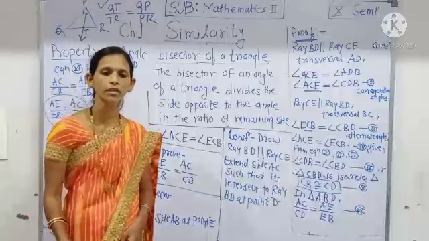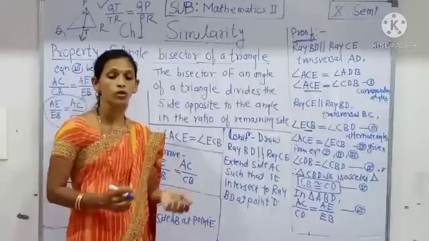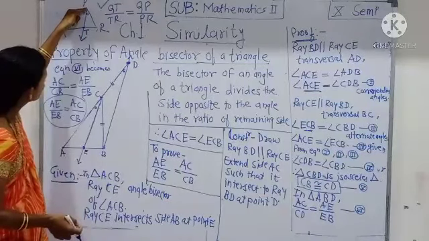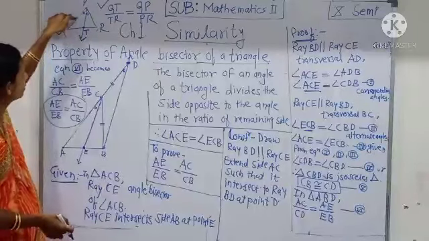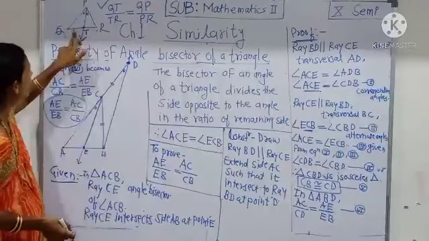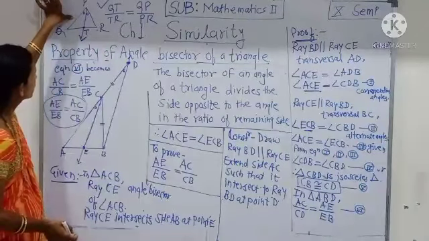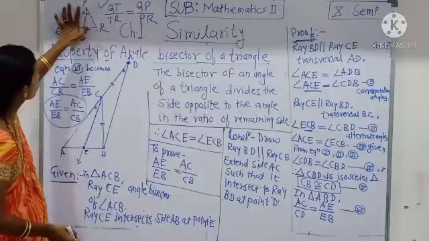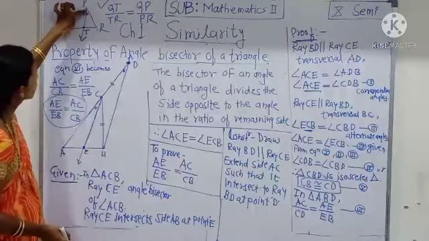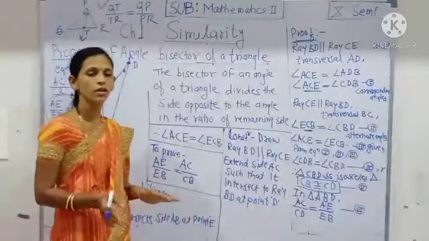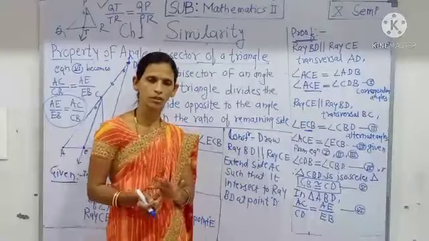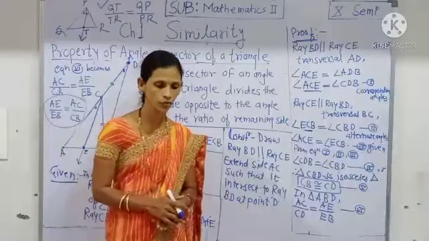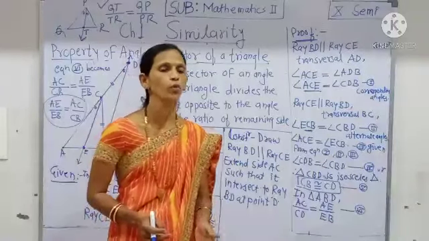Then we can write the converse of that theorem also. What is the converse? See here, if a line or a ray in a triangle divides the opposite side in the ratio of the remaining two sides, then it is an angle bisector of that triangle. That is the converse of that given theorem. Both the converse as well as this theorem are used to solve the examples from the exercise or practice set 1.2.